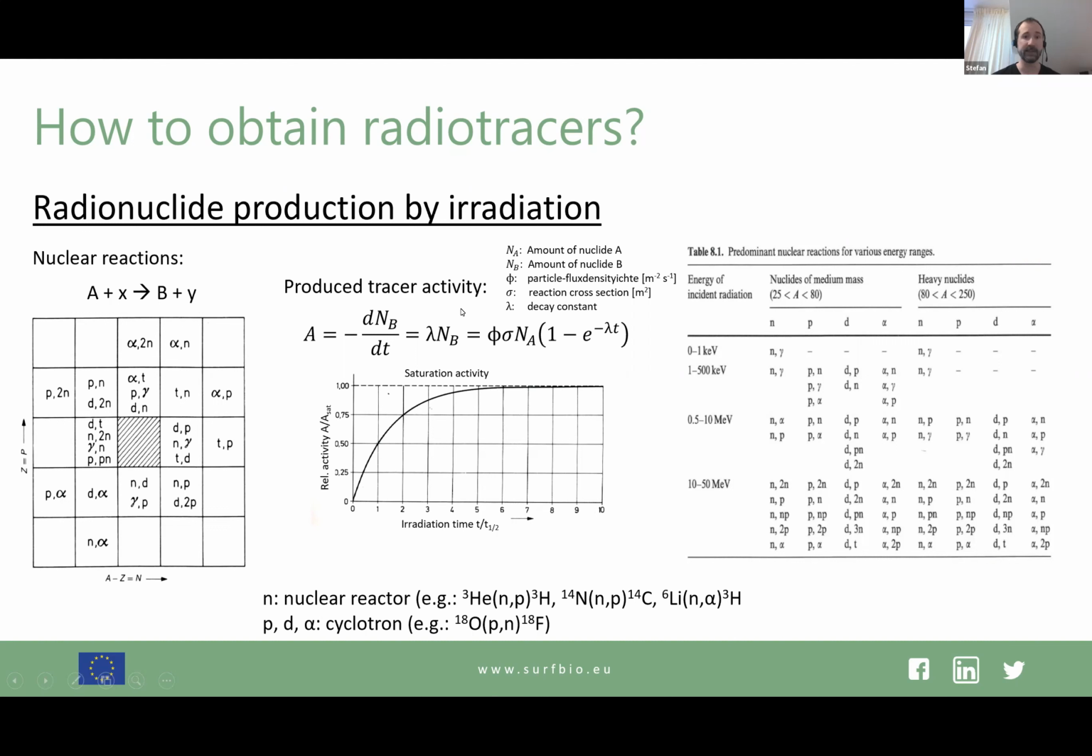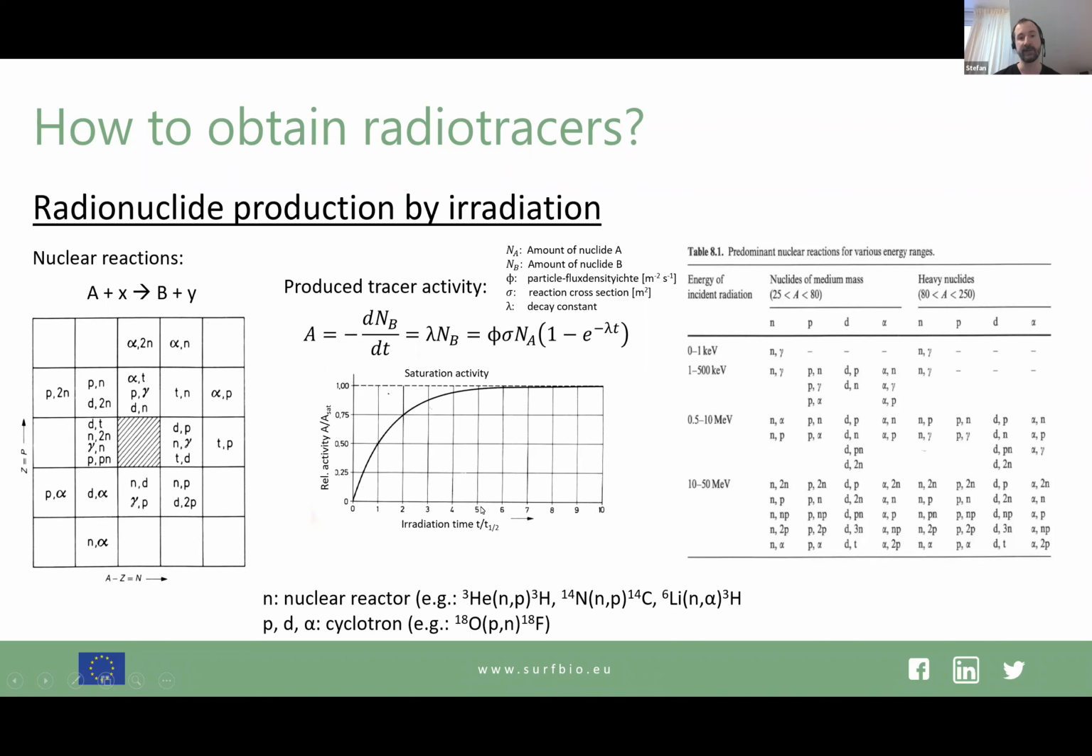One can calculate the produced tracer activity. The activity here is of course the decay rate of the nuclide B over the time t. If you put in the particle flux and the reaction cross section, which is basically the reaction constant if you want to liken it to chemical reactions, you get a production curve like this, where you produce the radionuclide B, and then after some time, you run into a saturation.